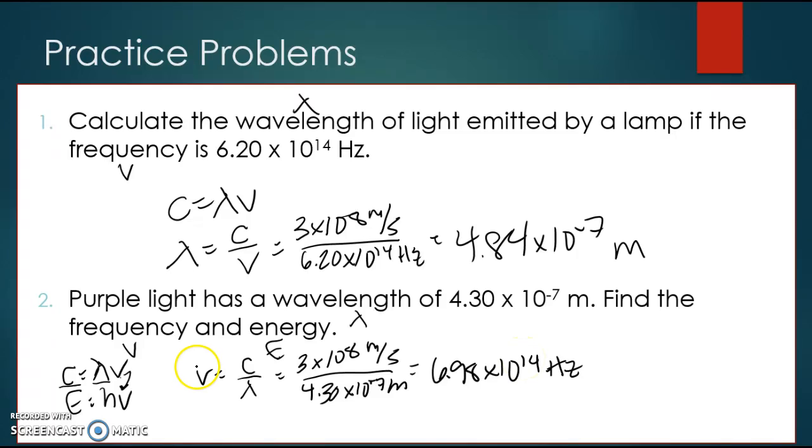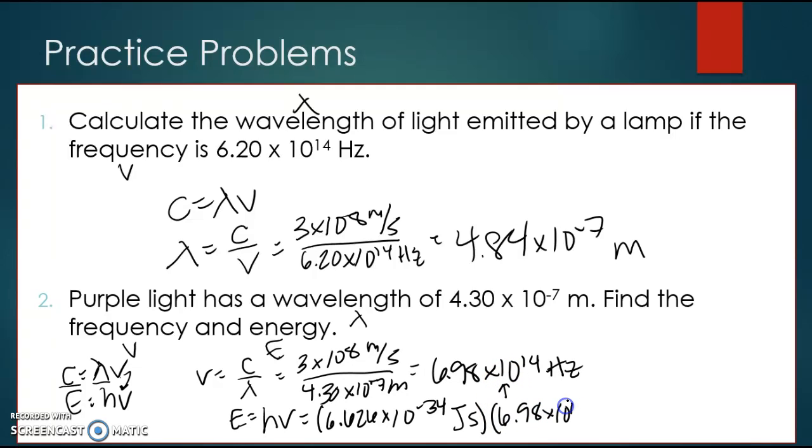All right, now that we have v, we can solve for energy because E equals hv. h is Planck's constant, which again is always a known value, so h is always 6.626 times 10 to the negative 34th joules times seconds. And then v we just got from right here, so we're going to plug this in, 6.98 times 10 to the 14th, and we just multiply. So we multiply straight through, we're looking at 4.62 times 10 to the negative 19th.